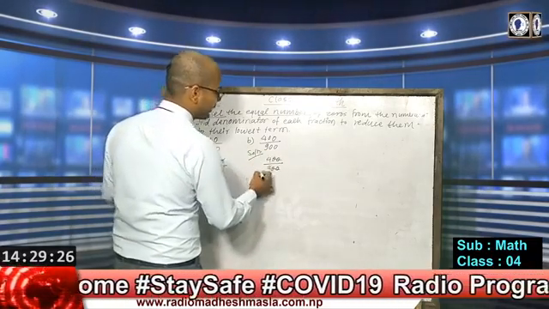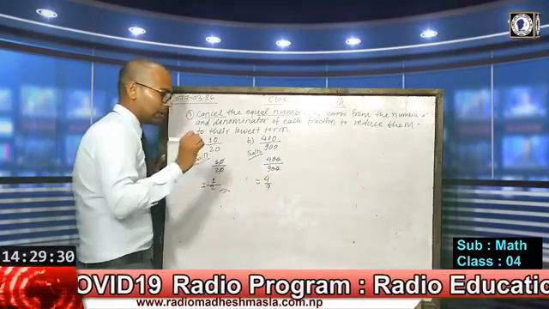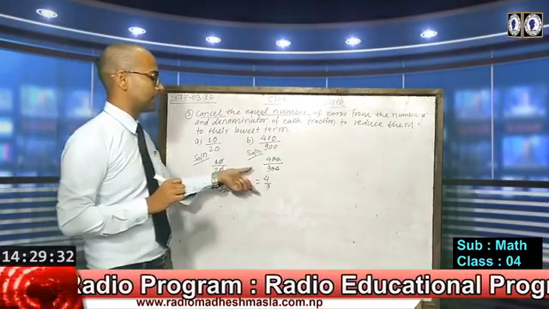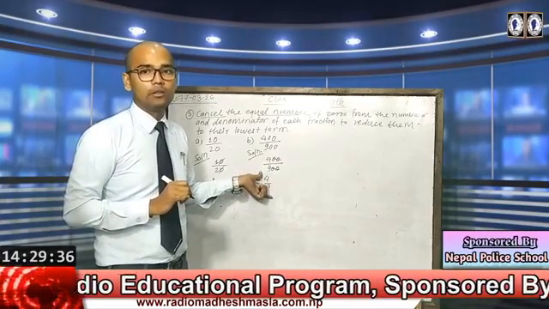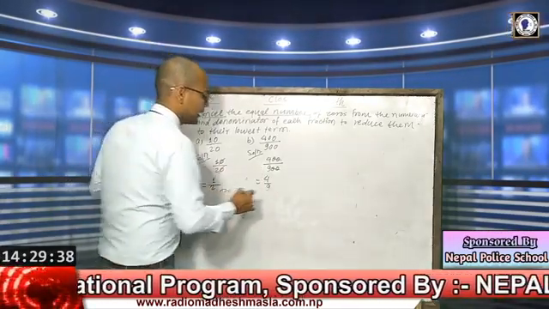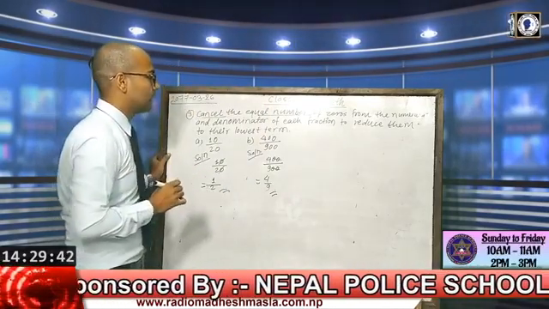Then we will get what? 4 by 9. Is there any common factor or common number that can divide 4 and 9 both? No. So there is 4 by 9, as your lowest term.